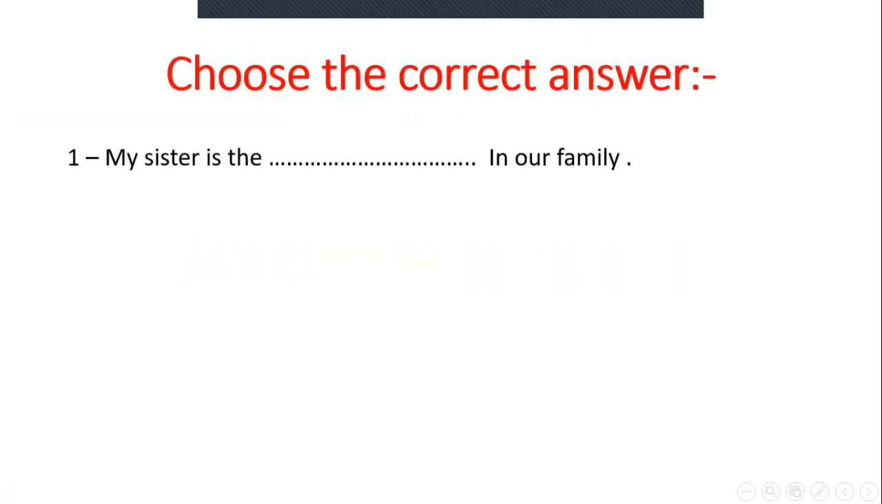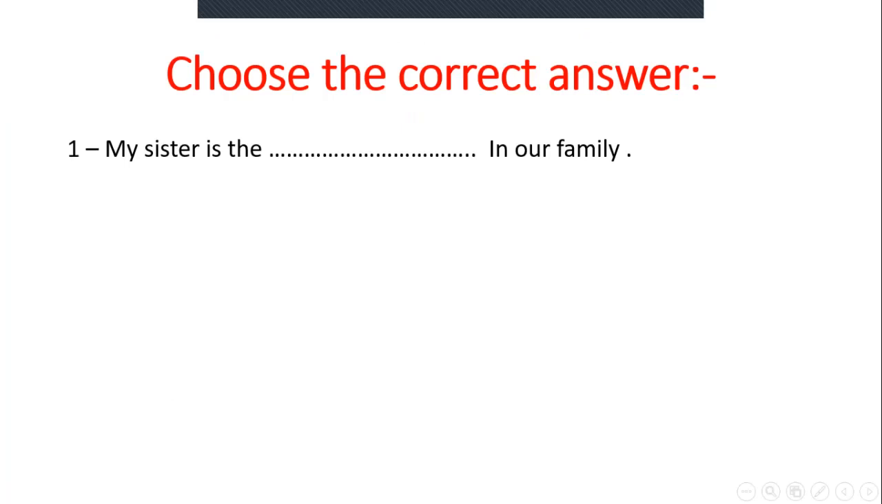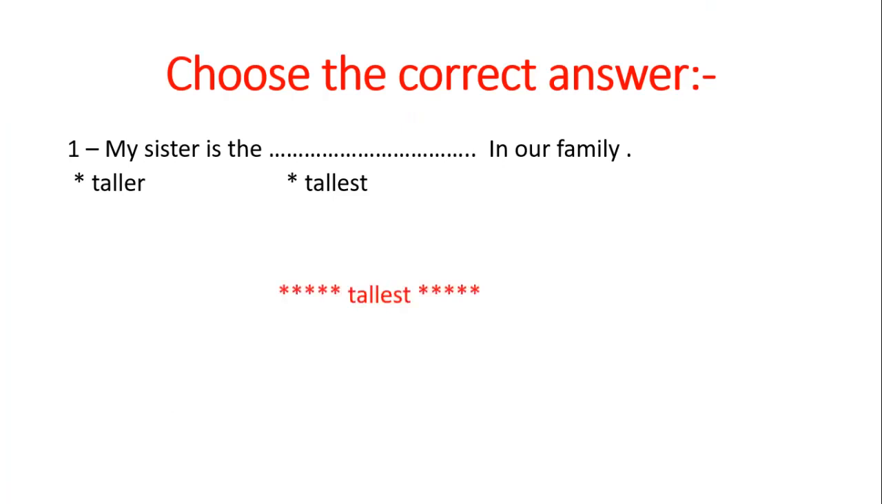Choose the correct answer. Number one, my sister is the dash in our family. Taller, tallest. Excellent, tallest. My sister is the tallest in our family. My sister is the tallest girl in our family.